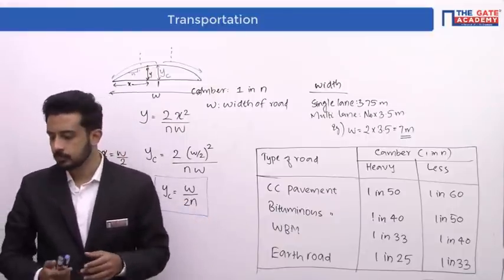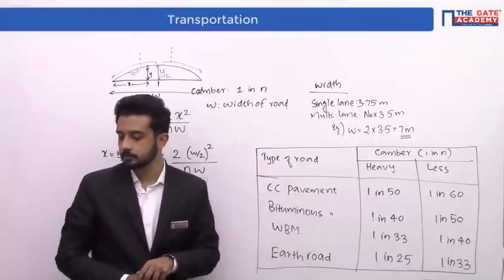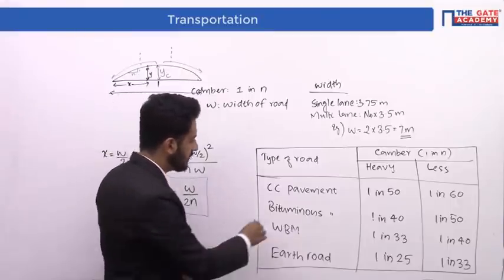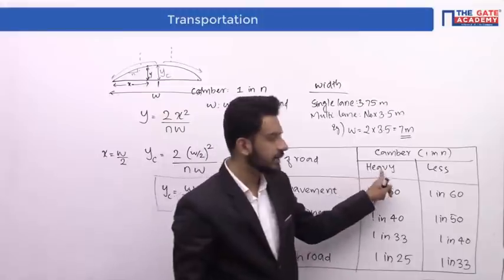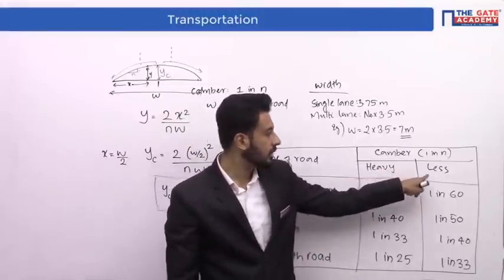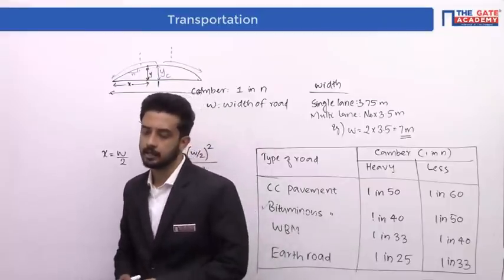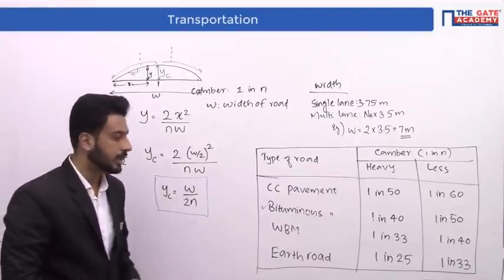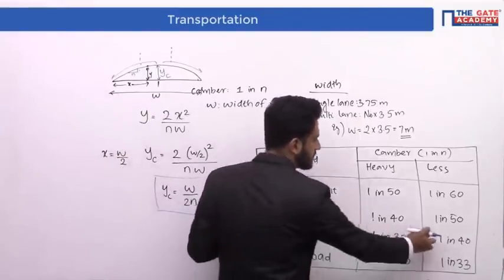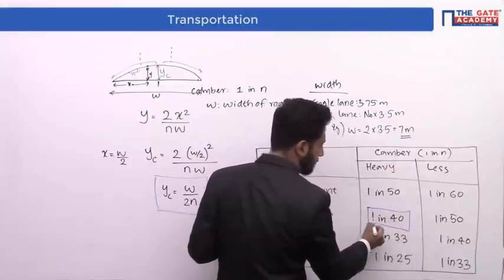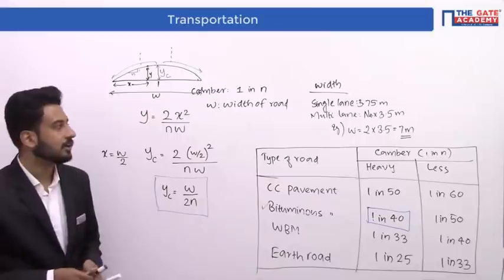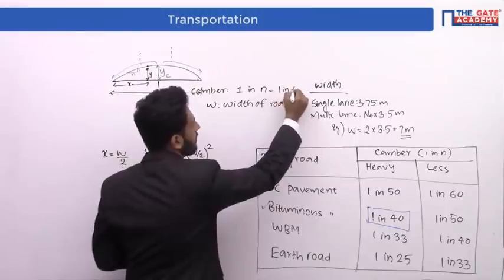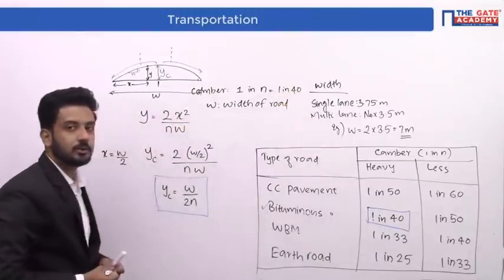From this table we can find what value we have to substitute for this n. So check which type of road it is. They have given that it is bituminous type. Now I want to know whether it is constructed in a heavy rainfall area or a less rainfall area. They have mentioned that it is in a heavy rainfall area. So for bituminous heavy rainfall, what is the camber value? 1 in 40, which means 1 in n is equal to 1 in 40.